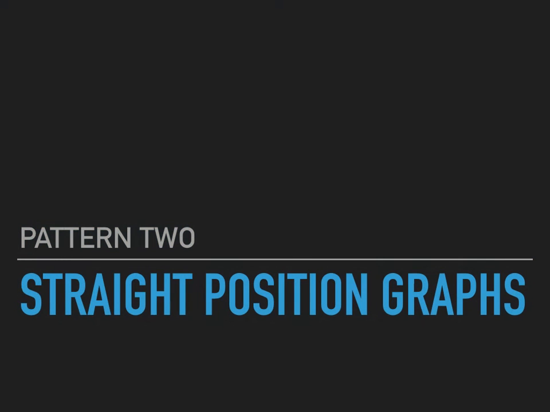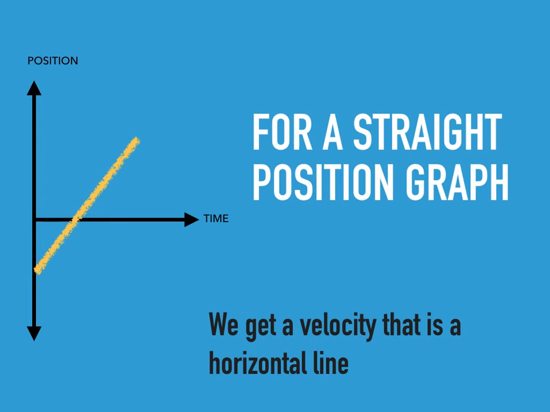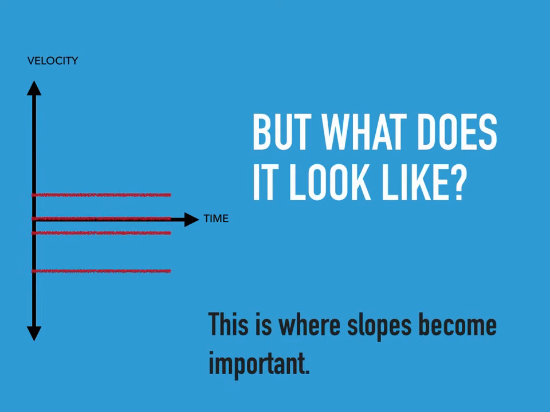The second pattern we're going to look at is for straight position graphs. Here's an example of a straight position graph. You'll notice it can be anywhere, but it won't be curved. In this case, we're always going to get a velocity that is a horizontal line. But again, we don't know what it looks like without using slopes.